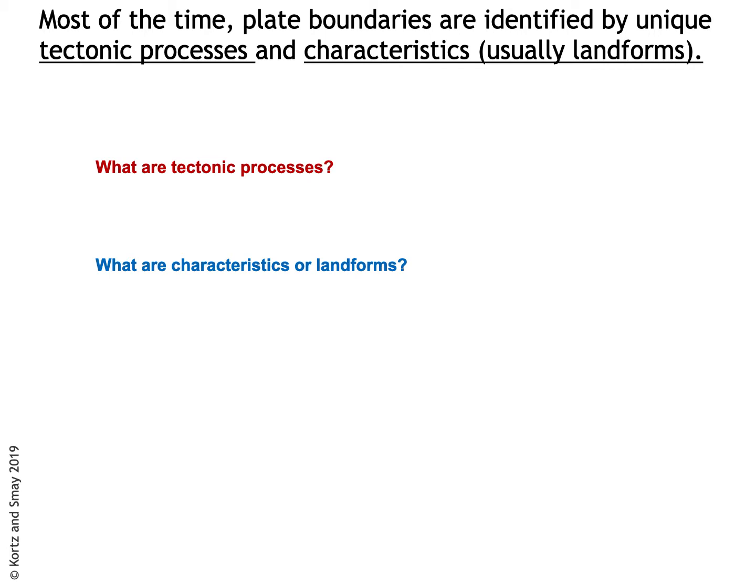So we're looking at two things: what are generally called tectonic processes, and then characteristics or landforms that occur there that are signatures. So take a minute, please. Think about what we might be meaning by tectonic processes, and then tectonic characteristics or landforms. What might go in different places? So let's start with tectonic processes.